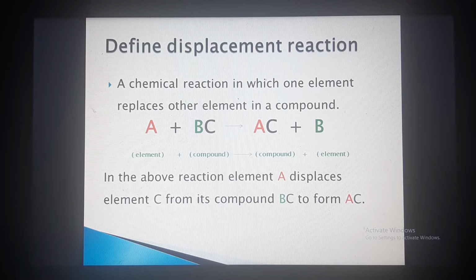From this equation it is very clear that the element A displaces the element C from its compound BC to form AC. This type of reaction is called a displacement reaction. That means from the compound, one of the elements is replaced by another element. That type of reaction is called a displacement reaction. So in the above reaction, element A displaces element C from its compound BC to form AC. So these are displacement reactions.